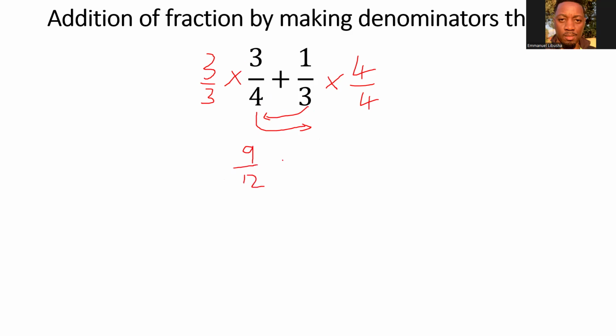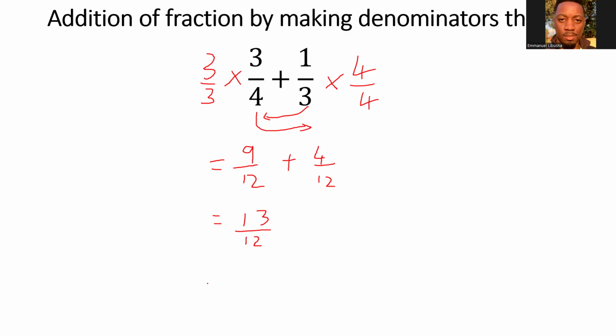Then I still have my addition in the middle. And then 1 multiplied by 4, I get 4, and 3 multiplied by 4, I get 12. You now know that if the denominators are the same, you are allowed to add the numerators. So 9 plus 4 will be 13, so it's 13 twelfths.